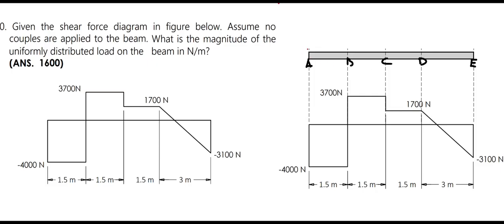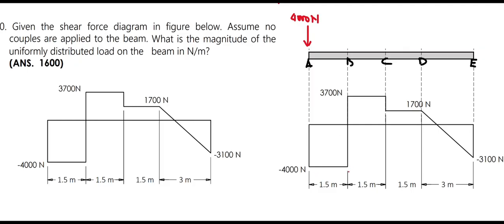Let's say from point A, notice that we have a shear force of negative 4,000 Newton going downwards. Therefore, there must be a load going downward inducing a force of 4,000 Newton to induce a shear force that is negative 4,000 Newton.